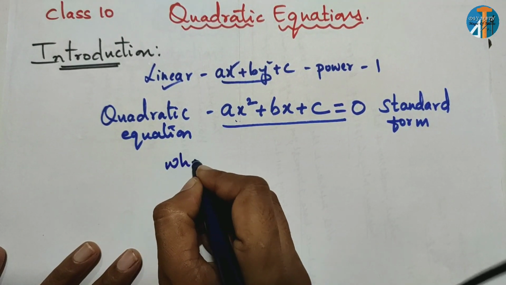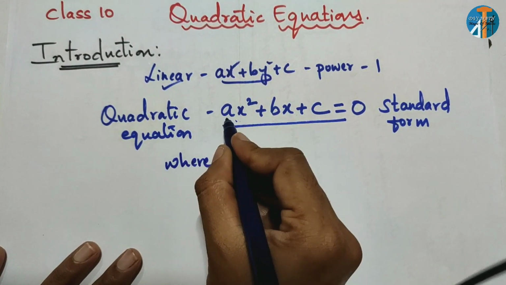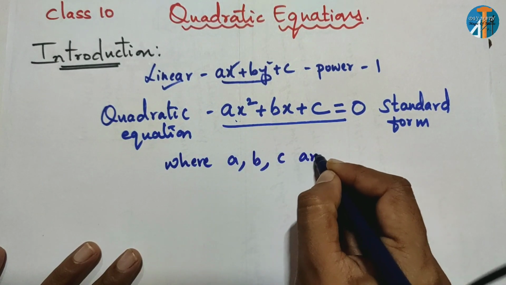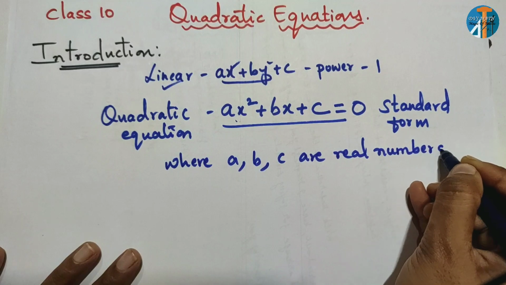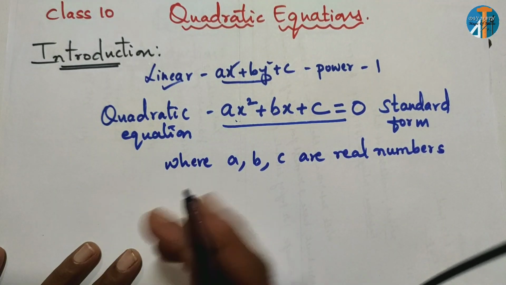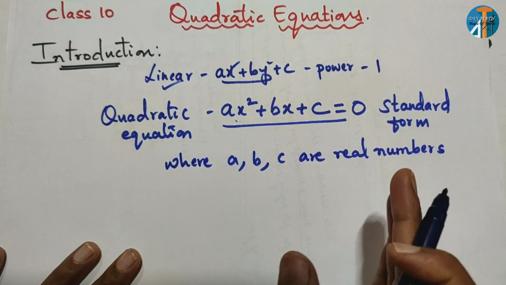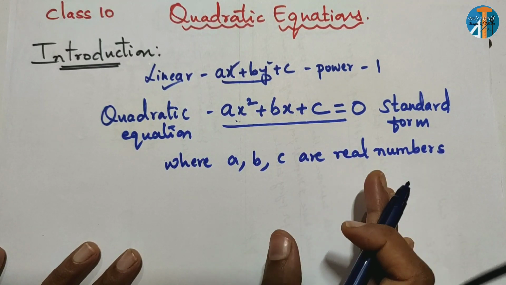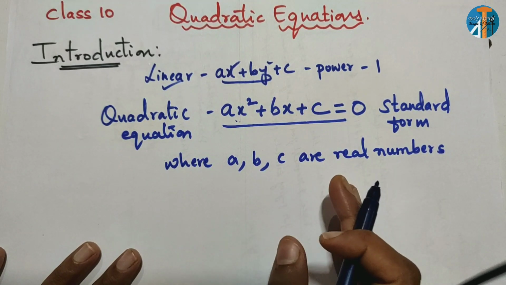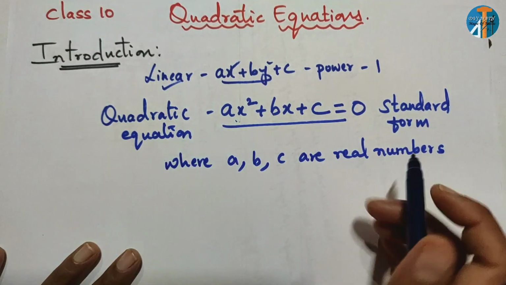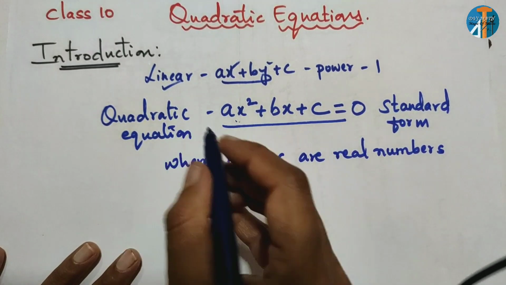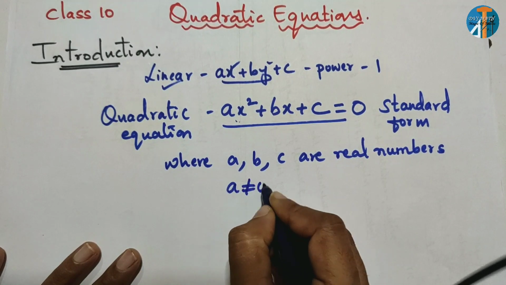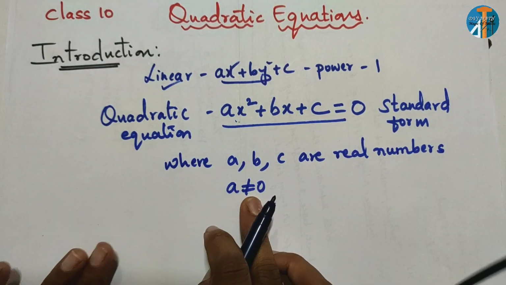Here a, b and c are real numbers. Real numbers means it consists of natural numbers, whole numbers, integers, rational numbers and irrational numbers. All together we call it a, b, c are real numbers. The only condition is a is not equal to 0 here. a is not equal to 0.